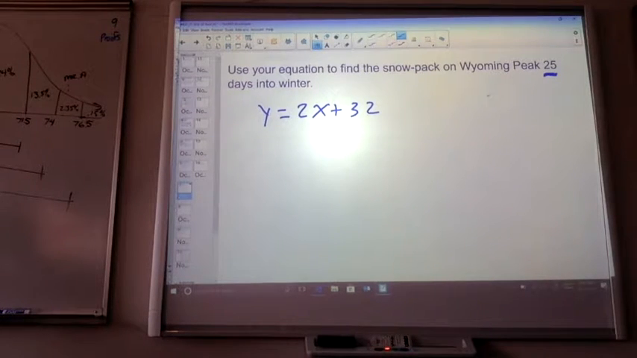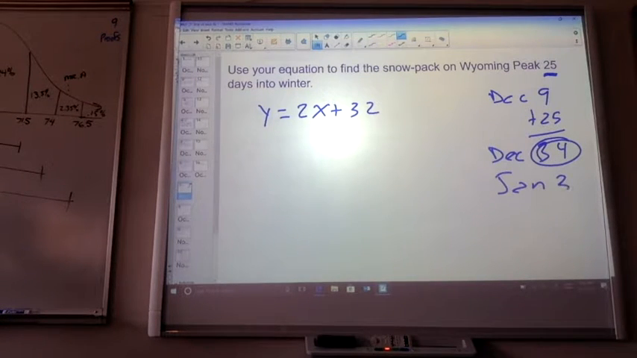So let's think about this. December 21st, if I add 25 to that, I'm going to get to 46. Is there a December 46th? No. What day is this? January 15th. Very good. It's no longer going to be 2009, it'll be 2010, right? Because New Year's. Okay, so let's figure out, where should I plug this 25 in?